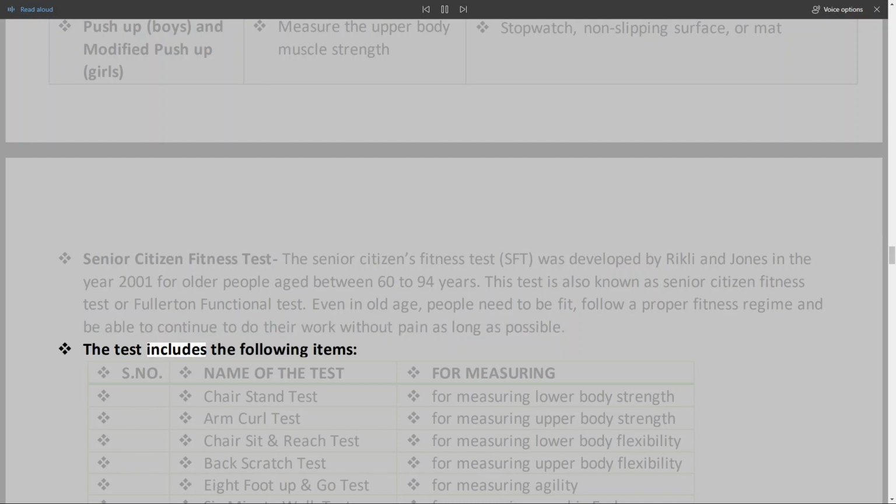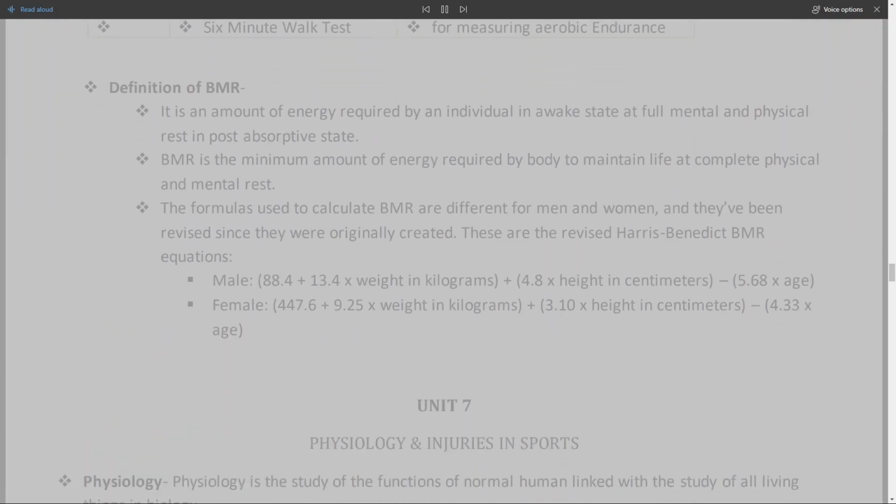The test includes the following items. Name of the test for measuring: chair stand, test for measuring lower body strength; arm curl, test for measuring upper body strength; chair sit and reach, test for measuring lower body flexibility; back scratch, test for measuring upper body flexibility; 8-foot up and go, test for measuring agility; 6-minute walk, test for measuring aerobic endurance.